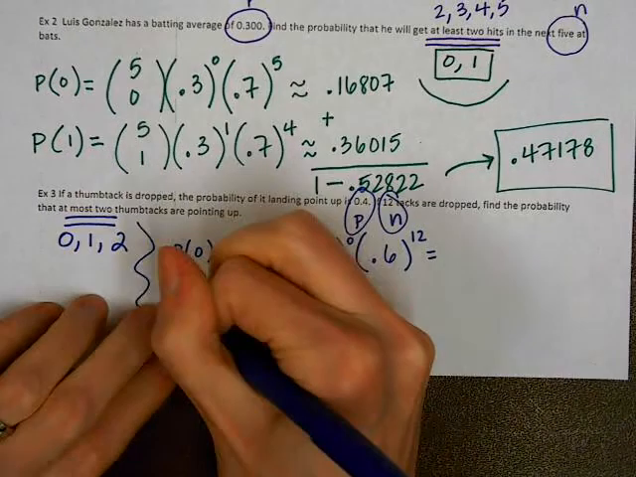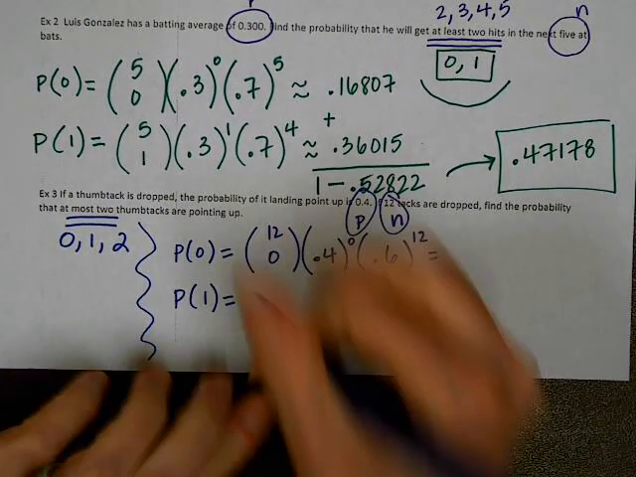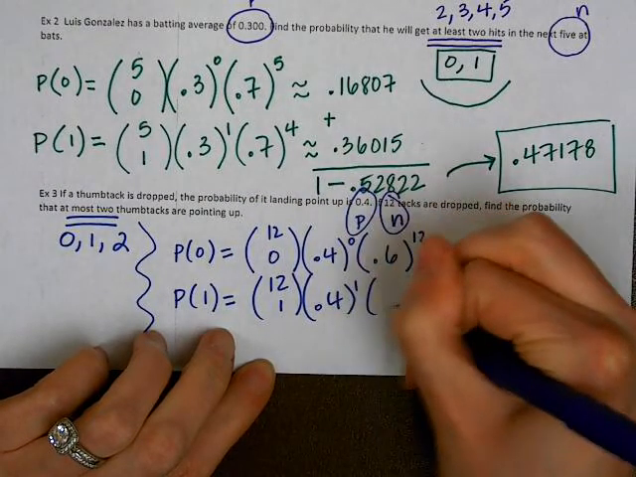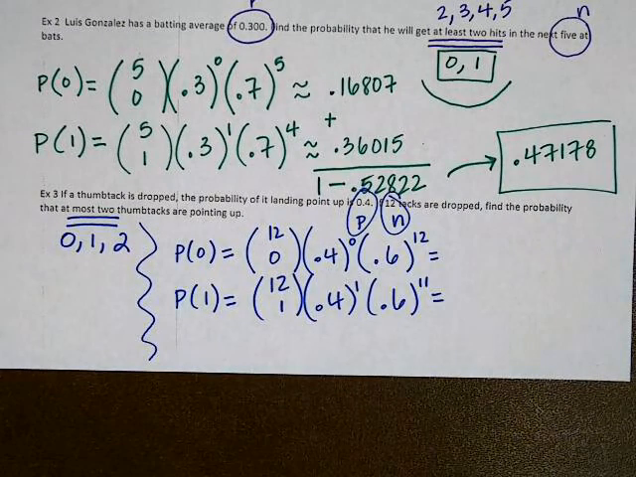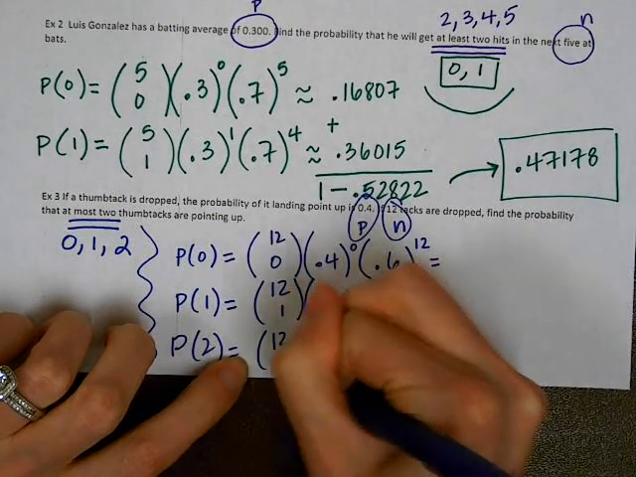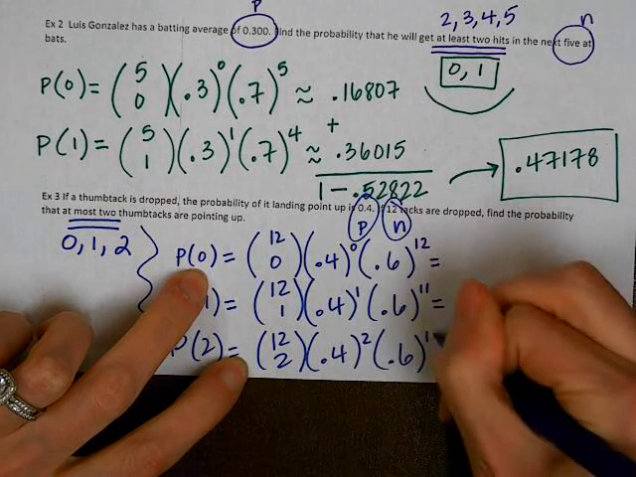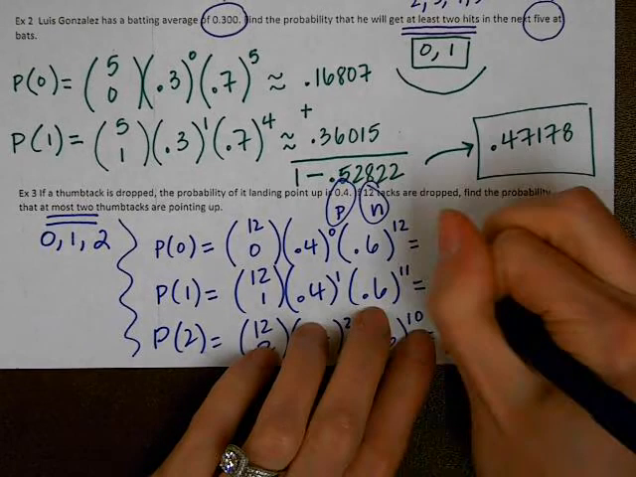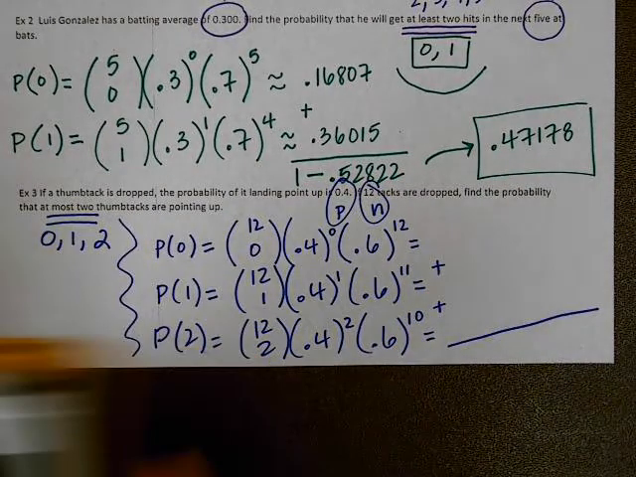All right, and then here's the probability of 1 thumbtack pointing up, 1 success. That would be 12 choose 1 times 0.4 to the 1 times 0.6 to the 11. And then the probability of 2 successes would be 12 choose 2 times 0.4 to the 2 times 0.6 to the 10. It's a real nice little pattern here. We're going to find all those and add them all together. And then since we're not doing the complement this time, that will just be our answer.